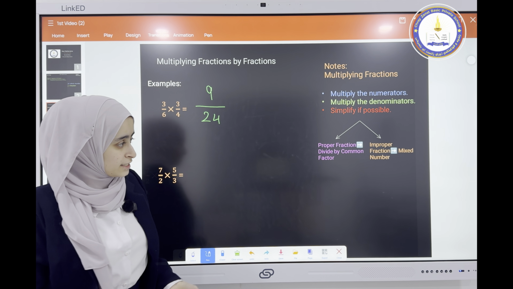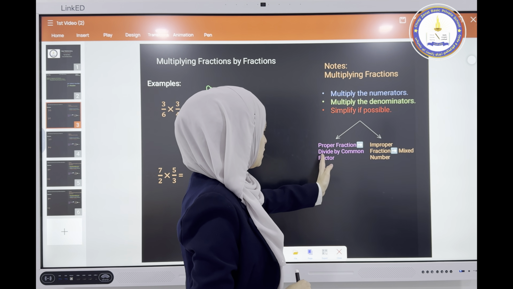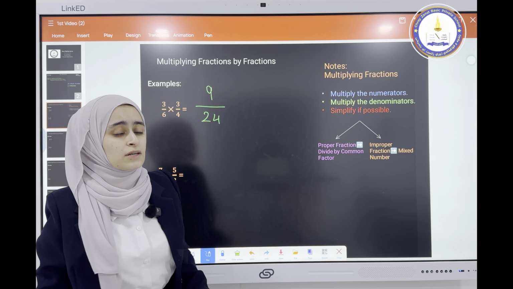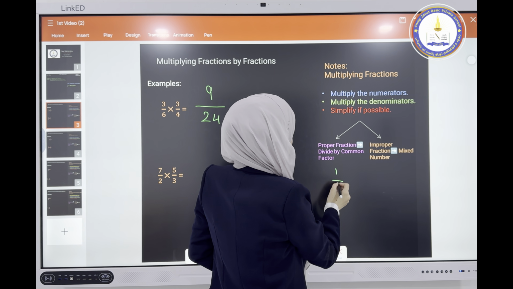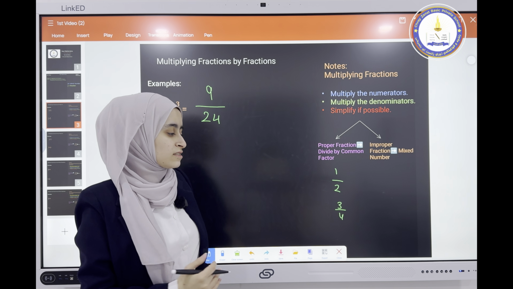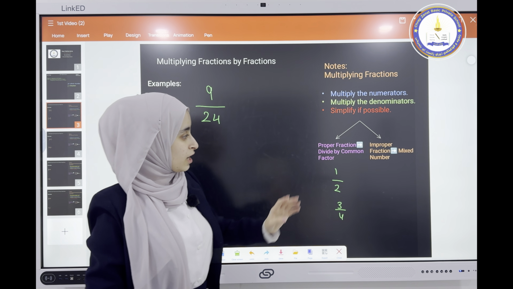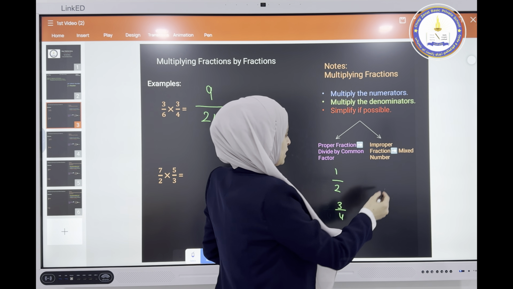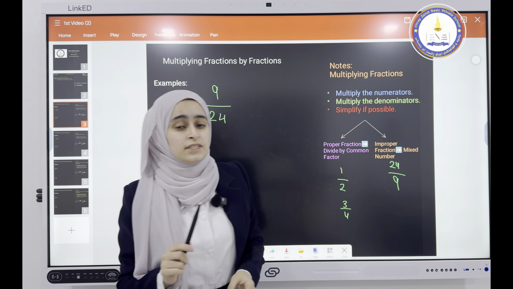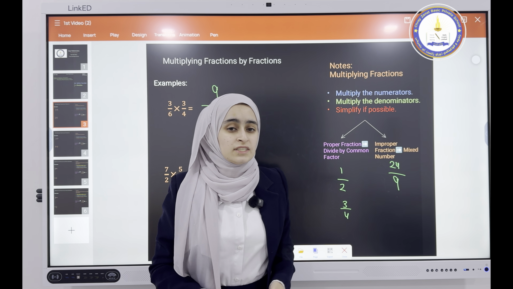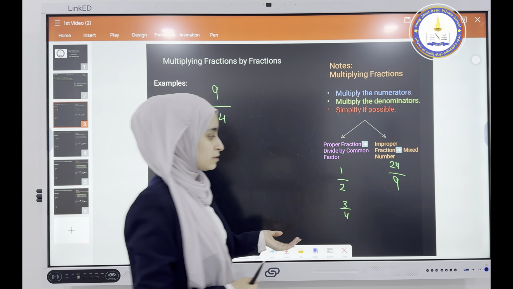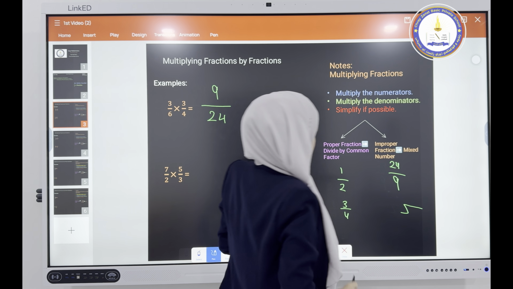How can we simplify it? We have two ways of simplifying. If it is a proper fraction, we will divide it by a common factor. Like 1 over 2, 3 over 4. It means the numerator is less than the denominator. And then we have an improper fraction, like 24 over 9, the vice versa. It means the numerator is greater than, or bigger than, the denominator. We have to change it to a mixed number by using long division.